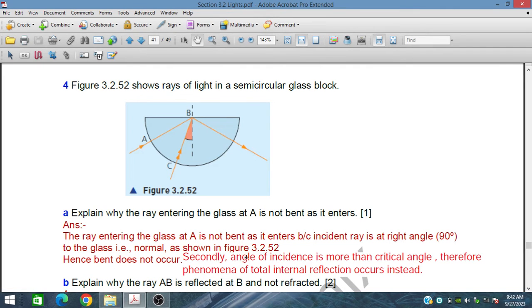Secondly, the angle of incidence at this point is more than the critical angle, so the ray will be reflected. Therefore, the phenomenon of total internal reflection occurs. So it will not refract but reflect. This is one of the reasons.